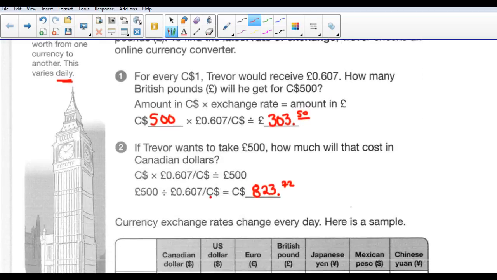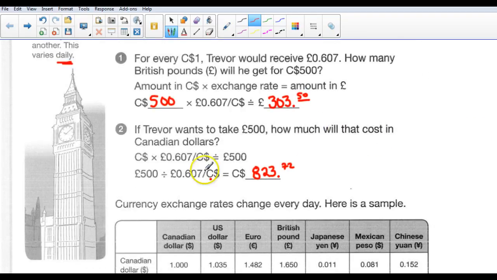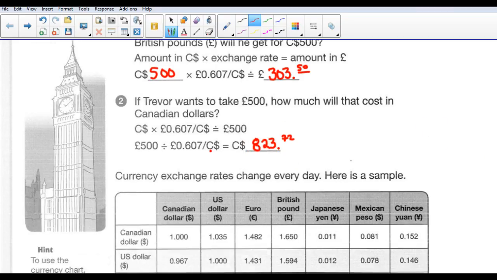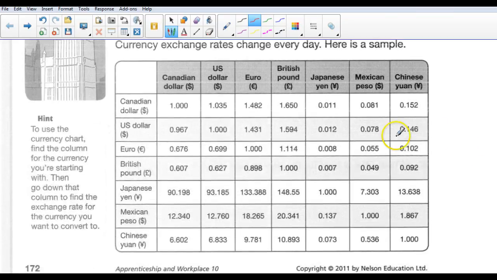Okay. If Trevor wants to take 500 pounds, how much will that cost him in Canadian dollars? Well, we know that we take the number of Canadian dollars, multiply that by the exchange rate, and we get 500 pounds, like we did right up here. If we take the amount that he wants and divide it by the exchange rate of 0.607 pounds per Canadian dollar, we get an answer of 823.72. So if he wants 500 pounds, he's going to have to give the bank $823.72.